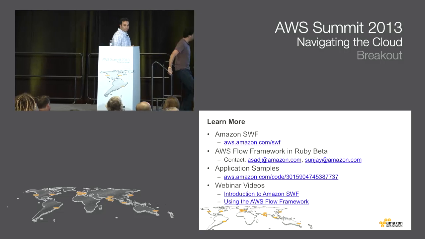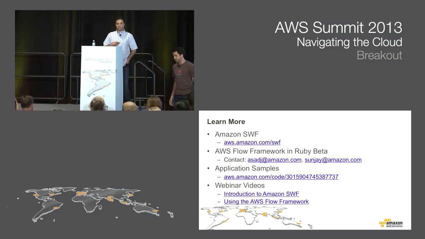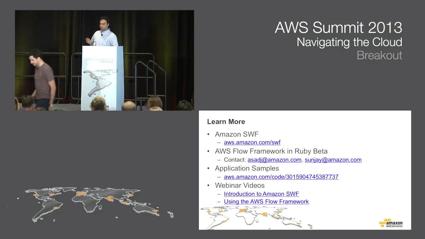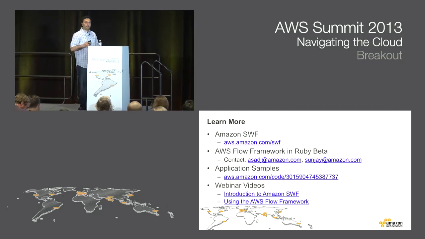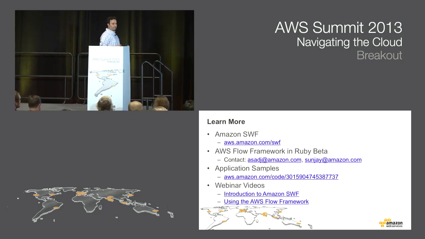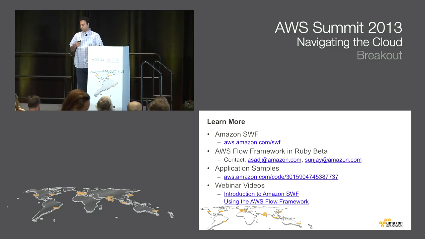So that pretty much brings us to the end of our presentation. Just to summarize, Simple Workflow is providing a foundational set of features that you can use to build a lot of different kinds of applications. Today we looked at how you can use it to build distributed cron.